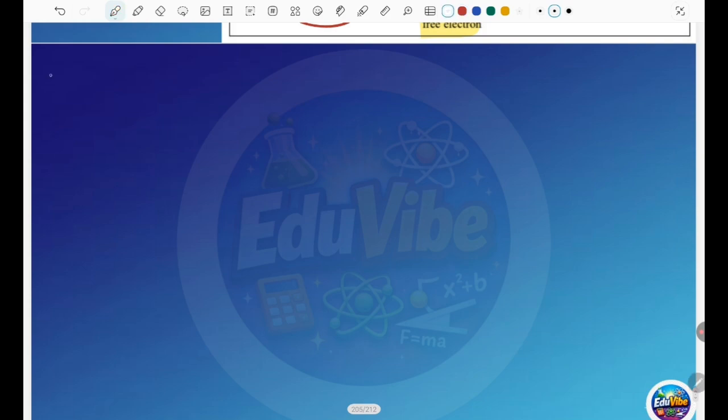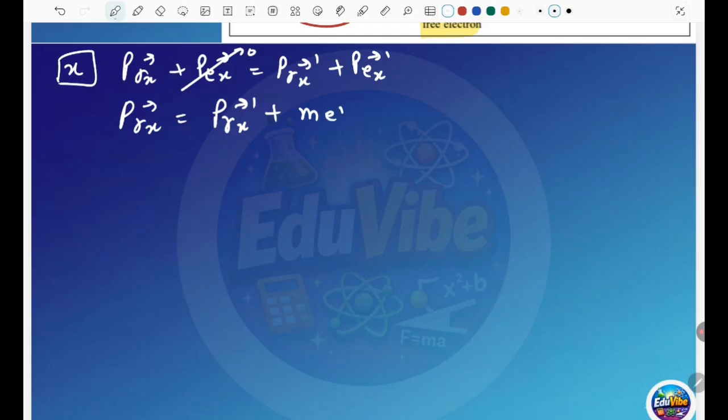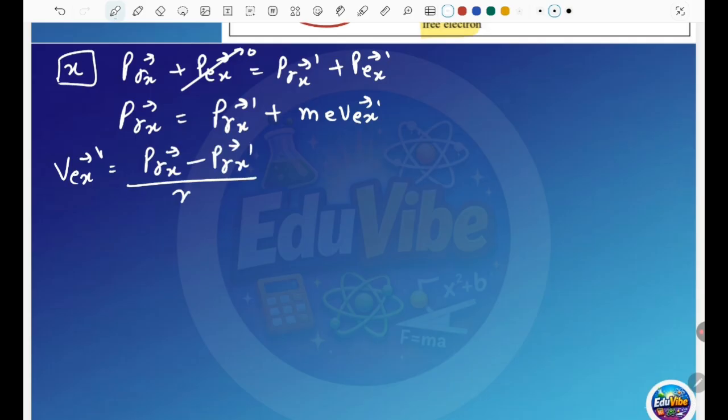For the x component, this is again the hit and rebound thing. So we use the same principle: momentum in x for the electron is equal to the momentum in x for the photon. Basically we have to find the velocity, but the electron's initial momentum is 0. So we are left with the photon's momentum at x initial equal to the photon's momentum at x final plus the electron's momentum. We want the electron's velocity at x final, so we isolate this and get this minus this, divided by the mass of the electron.